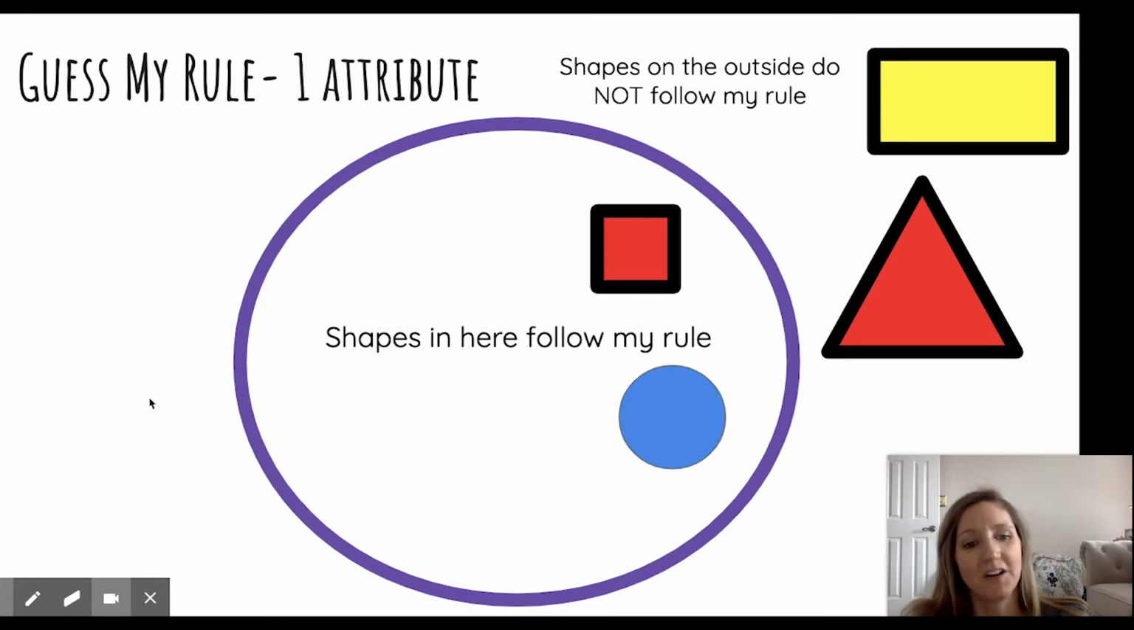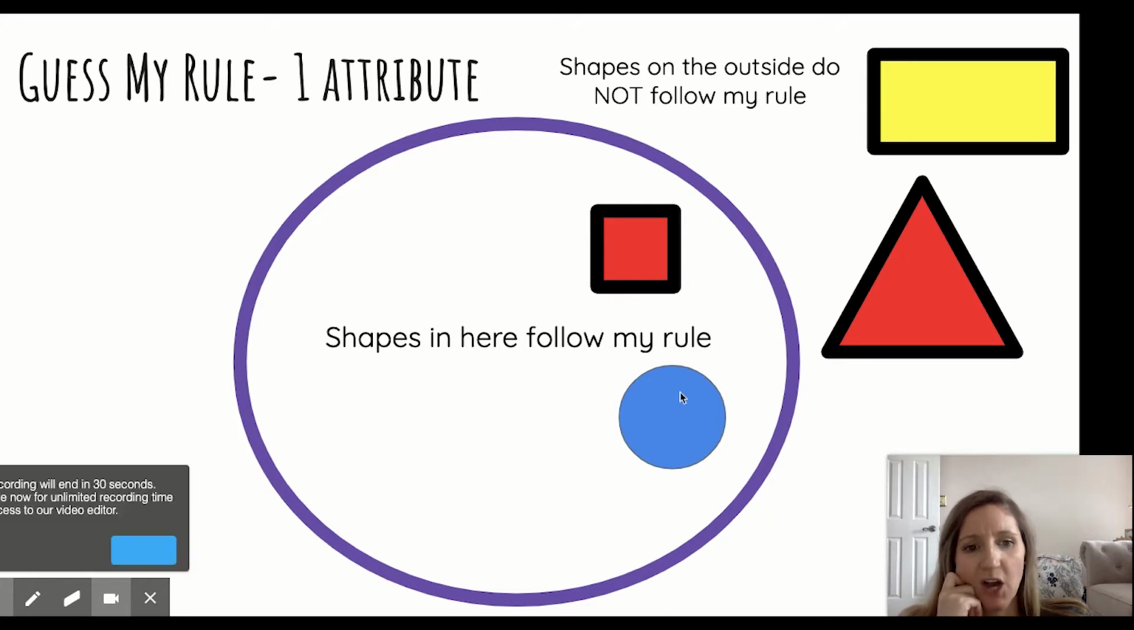So you notice I've already begun placing some shapes. These shapes do not follow my rule because they're on the outside of the circle. But these shapes do follow my rule. Think, what attribute do they have in common? What is the same about them?